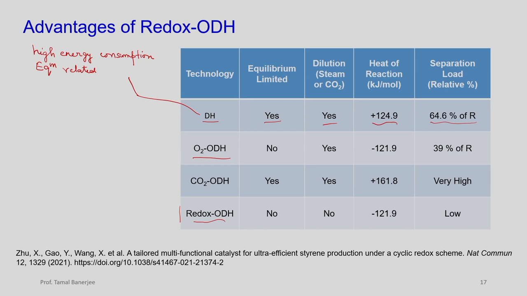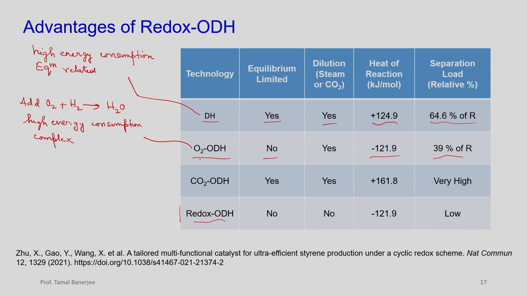Then some modification took place and you have oxidative dehydrogenation. In oxidative dehydrogenation you add oxygen, and with hydrogen it gets converted to water. So whatever hydrogen you are generating during dehydrogenation, it combines with oxygen and forms water. This is fine, it is then not dominated by the equilibrium. The only good thing is that the heat of reaction is exothermic. But here also you have undesirable products, and high energy consumption, and the process is becoming complex.